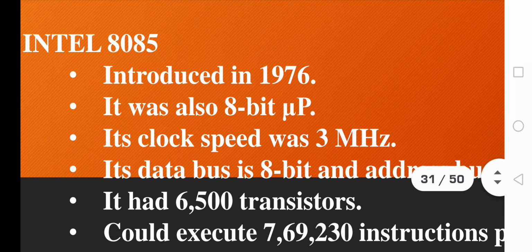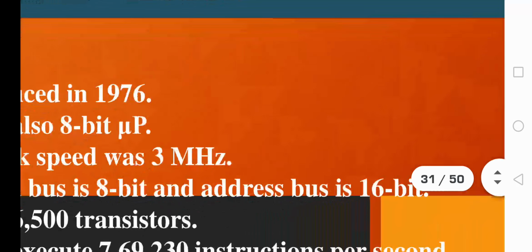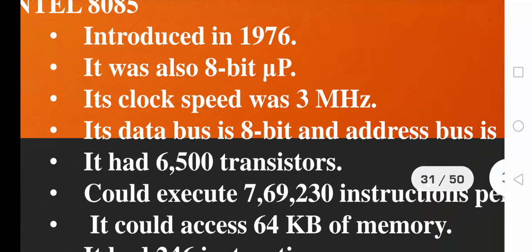This 8085 microprocessor was invented in the year 1976. It too was an 8-bit microprocessor, that is, it was able to process only 8 bits of data at a time. The clock speed is 3 megahertz. The last microprocessor that we saw had a 2 megahertz clock speed. Now this microprocessor has a 3 megahertz clock speed.